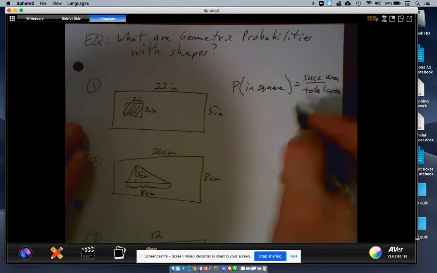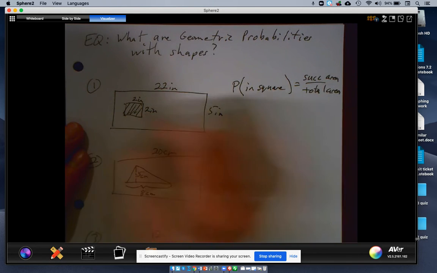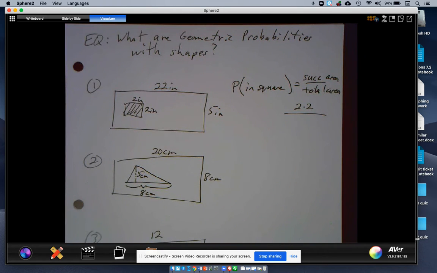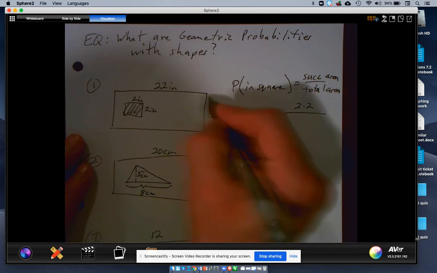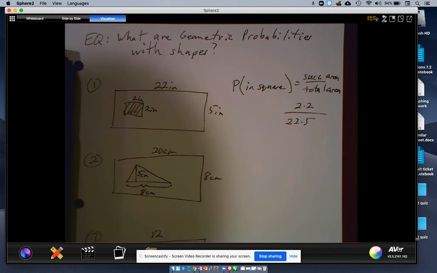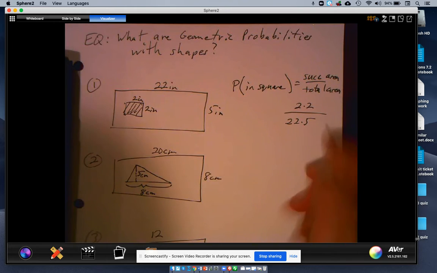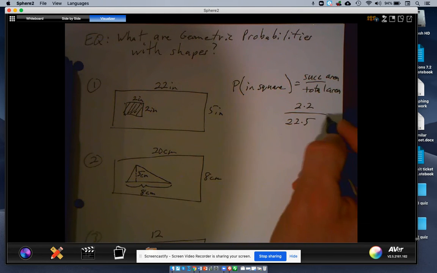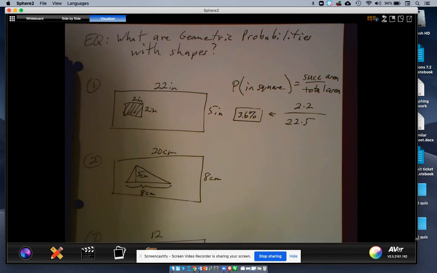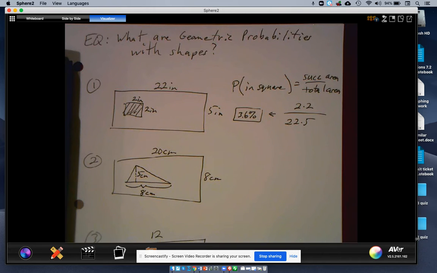My successful area is the probability it hits in that square. So that is 2 by 2, because the area of a square is its length times width, 2 by 2, divided by the total area. Total area was the whole wall, 22 times 5. If I put that all into my calculator, I should get an answer. So on top we have 4, 2 times 2, divided by, put parentheses around it, 22 times 5. Voila. There is a 3.6% chance that the ball is going to land in that little square out of the whole wall. That is how you do geometric probabilities.